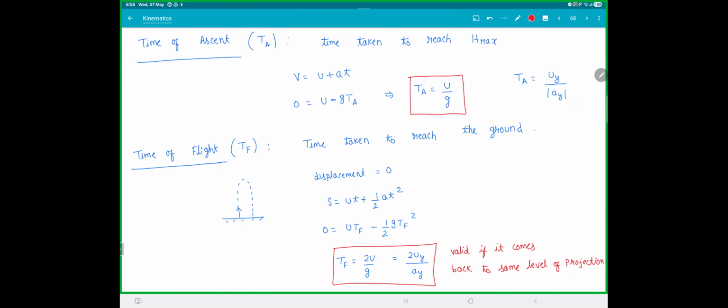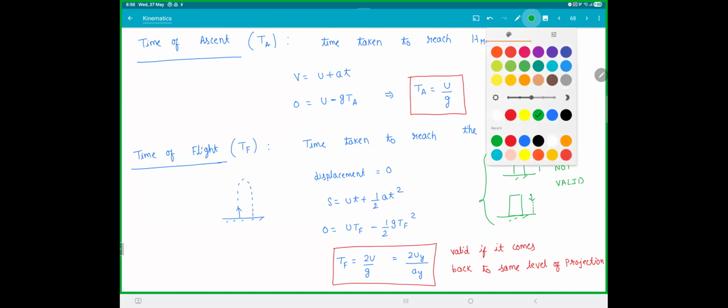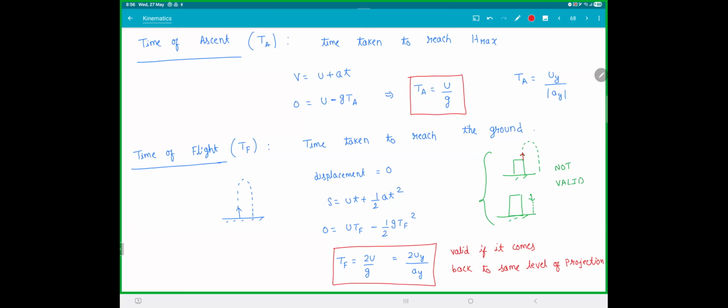Meaning if you do these cases, right? If you're throwing stones from a building, you cannot use it. So if you throw a stone here, this goes up and comes like this. Or if you're throwing a stone down, it comes like this. So it's not valid. So don't use this formula if you're throwing from buildings. For that, we have to do something else. So you should come back to the same level of projection and this formula is valid. Clear with this?